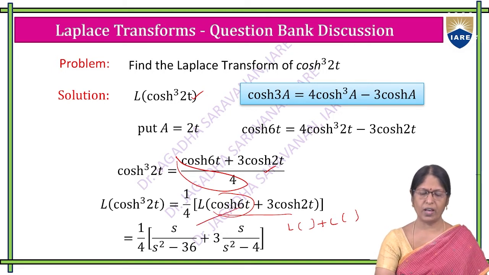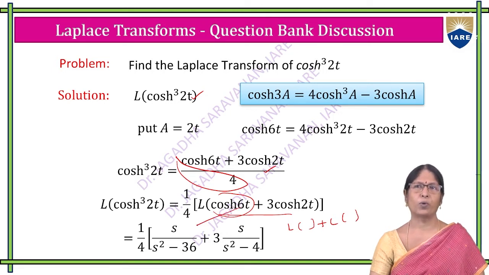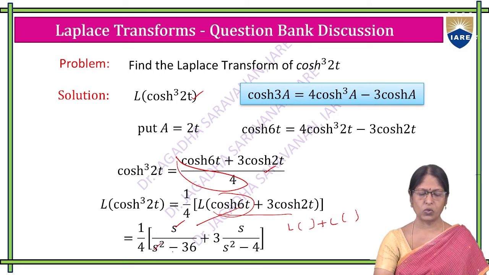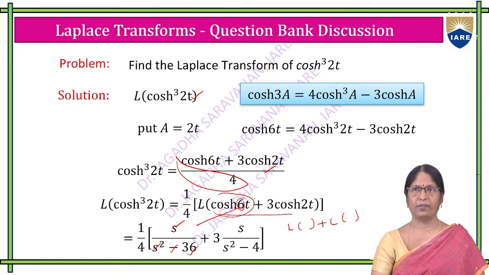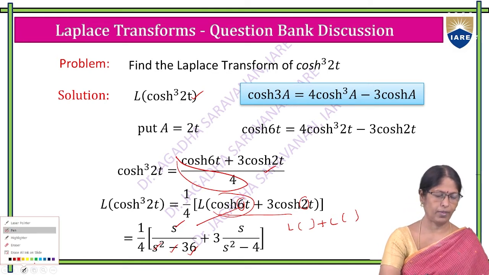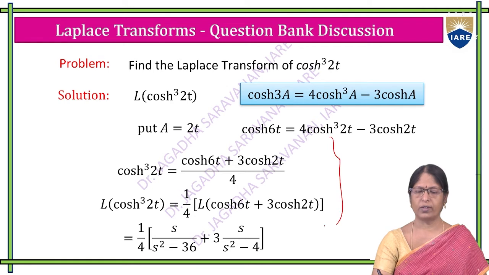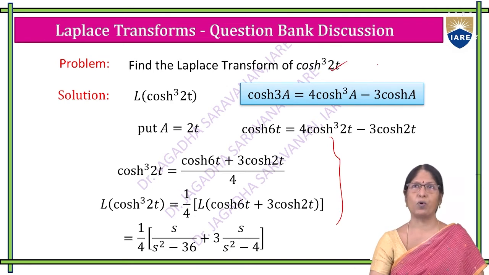This is very easy now. The formula for cosh at: the numerator will be s, divided by s square minus a square. Our a here is 6, and here our a is 2. We applied the formula. So this is the Laplace transform of cosh cube 2t. We discussed it, and with more simplifications we will reach the answer.